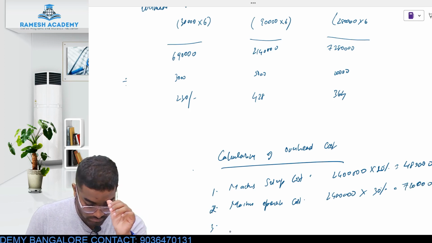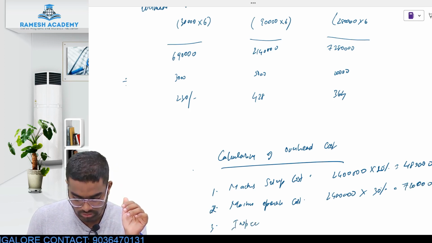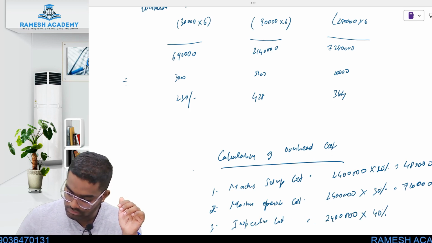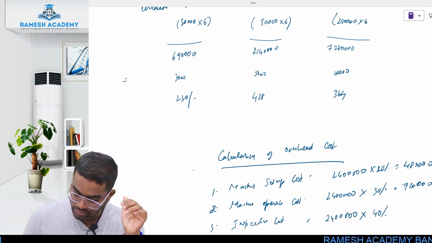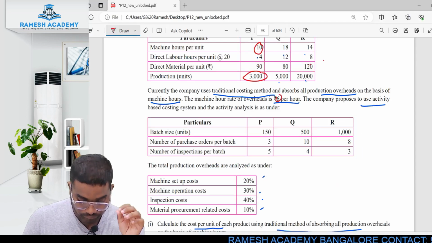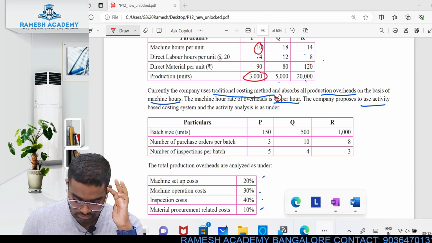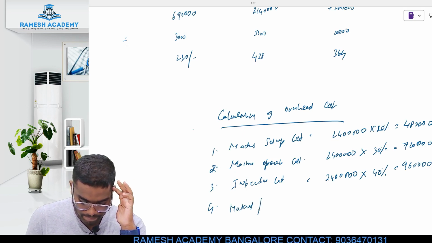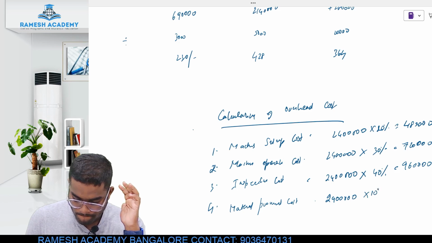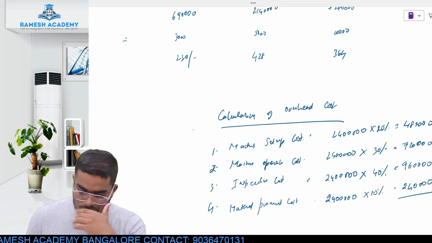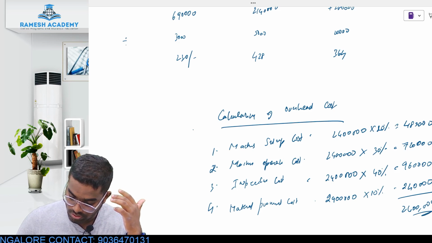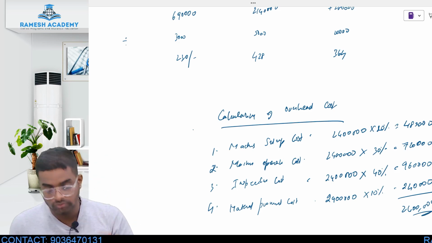And third one we have inspection cost. What is our inspection cost? 24 lakh into 40%. So 24 lakh into 40% is 9 lakh 60. At last, what is our final cost? Material procurement and related cost is 10%. So if you add all this, you should get 24 lakh. Otherwise, your answer is wrong. So the total is 24. So we have found out the total cost.